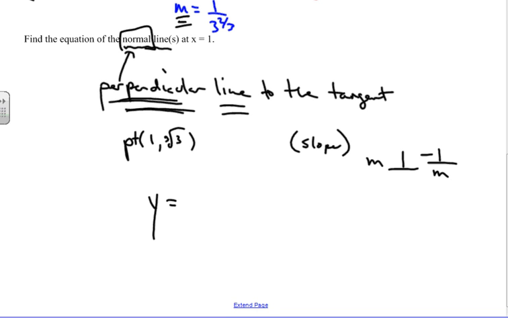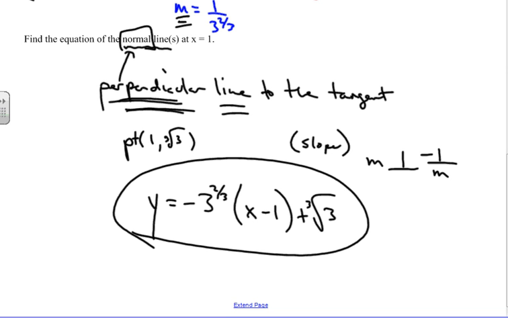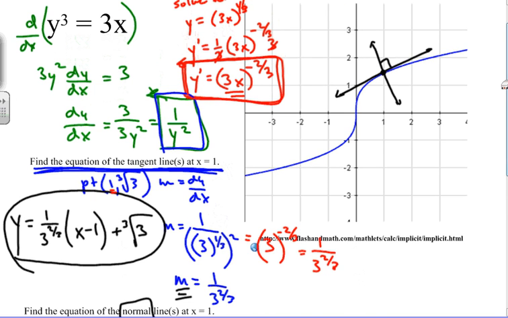That's our slope right there. Y equals the opposite reciprocal of that, so negative 3 to the 2/3 times x minus 1 plus the cube root of 3. Opposite reciprocal slope. And that's our normal line. That's the line that is perpendicular to the tangent.